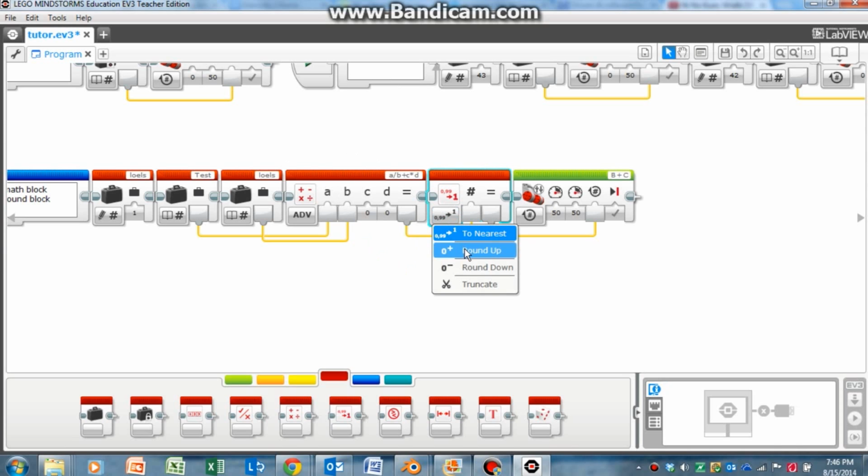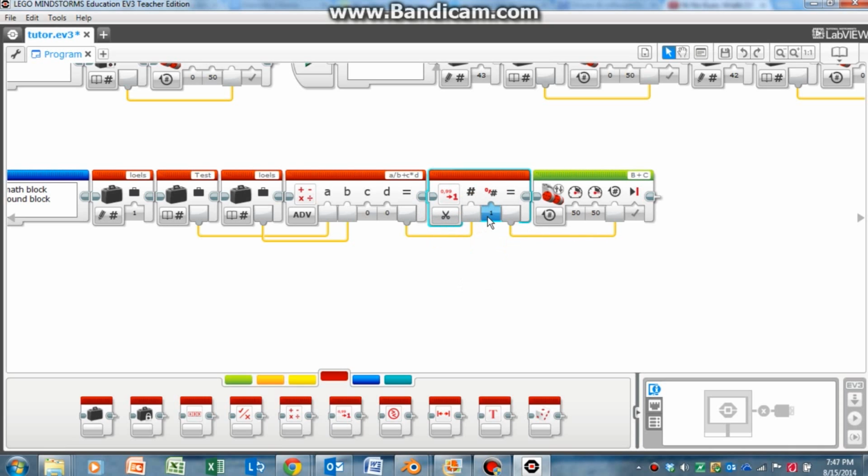For the round block, you have round, which is basically the number and it rounds it. This is rounding to the nearest whole number. This only rounds up, pretty self-explanatory. This only rounds down. This rounds to a different number of decimals.